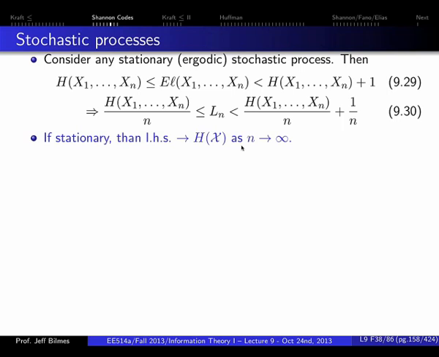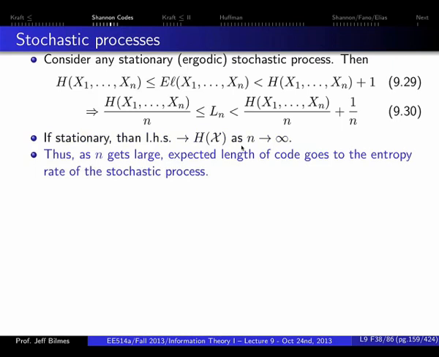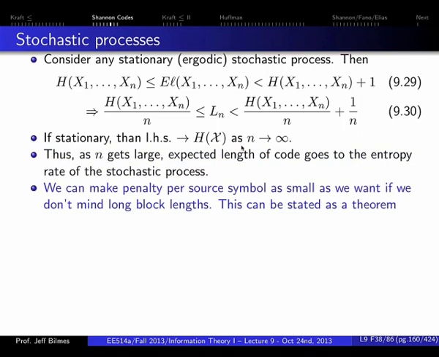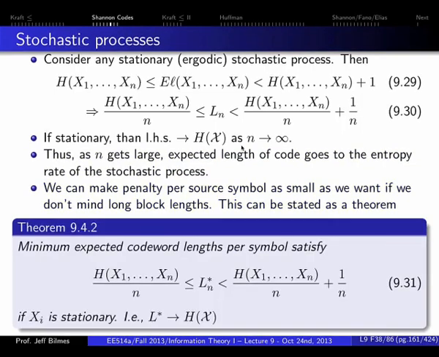And again, when you use longer and longer block lengths, the 1 over n suboptimality becomes smaller and smaller. So as n gets large, the expected length of the code goes to the entropy rate of the stochastic process. So this is nice. And again, with long block lengths, we can make the penalty as small as we want. And here's essentially the theorem version of this statement. The minimum expected code word length satisfies this sandwich, and in the stationary case, we approach the entropy.